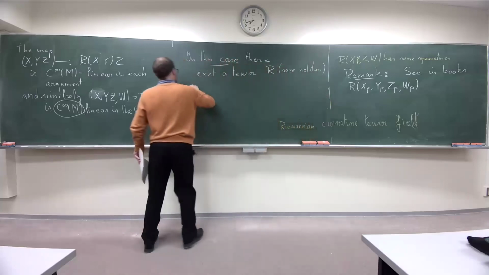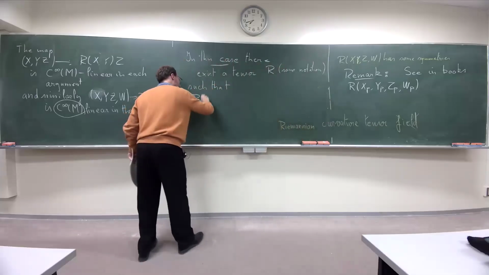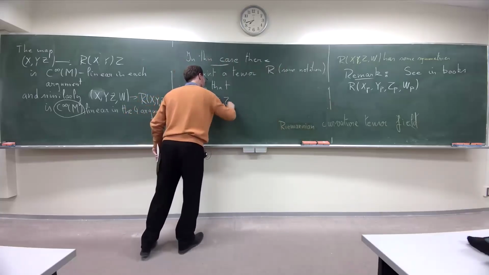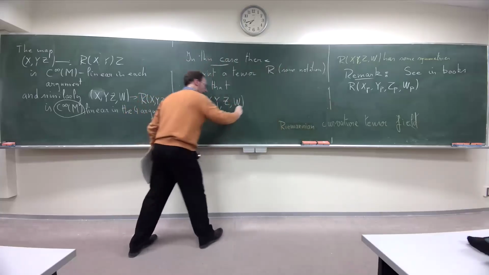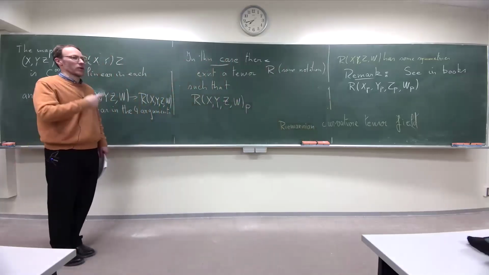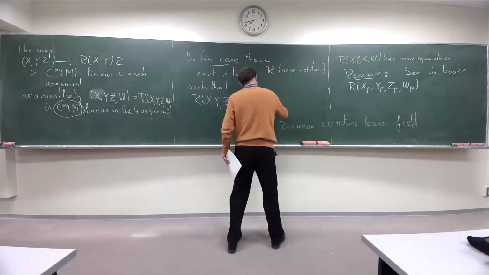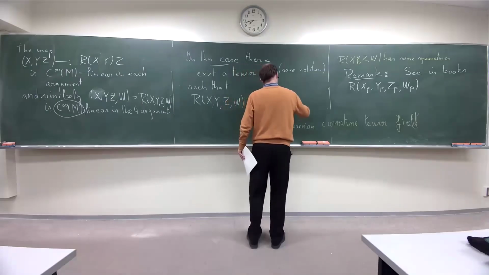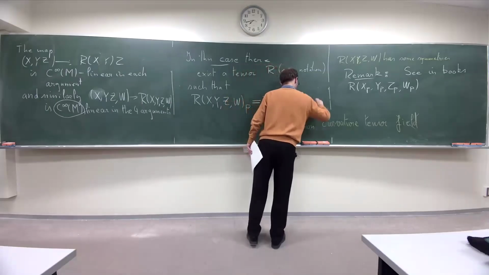So that we have the following equality. R of x, y, z, w evaluated at P, it's a C infinity function, so I can evaluate at P, is the same as R of xp, yp, zp, wp.